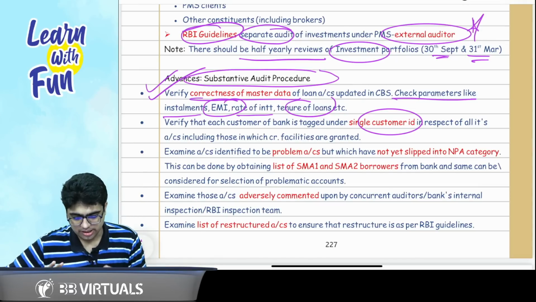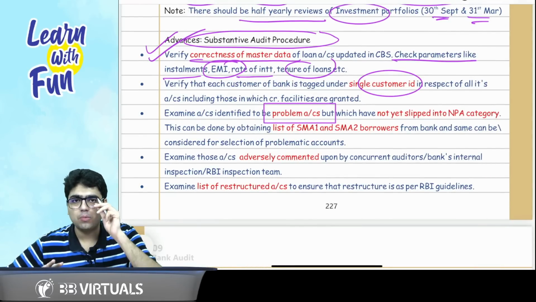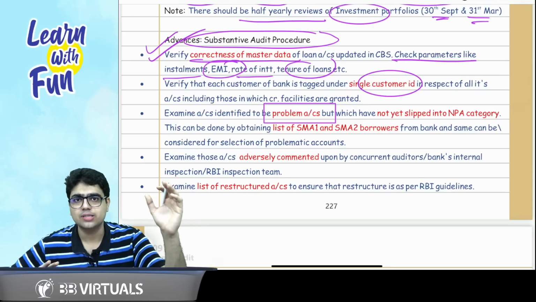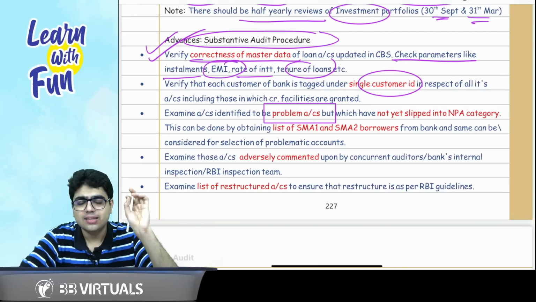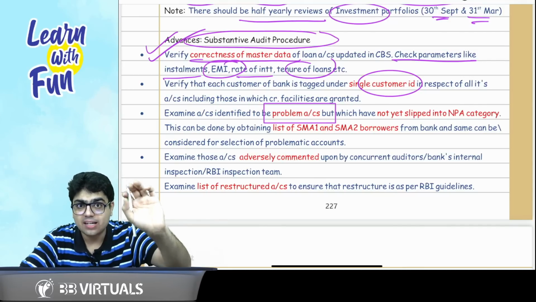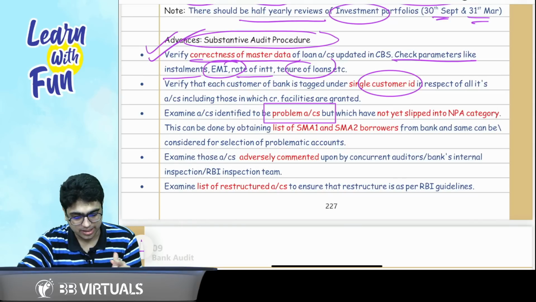Now, as an auditor, I am more concerned with the problem accounts, and these are the SMA1, SMA2, that is the special mention accounts. So these are the triggering points for the bank. Sir, what are these accounts? These are the accounts which have not yet slipped into the NPA category, but they can anytime slip into the NPA category. So identify these problem accounts.